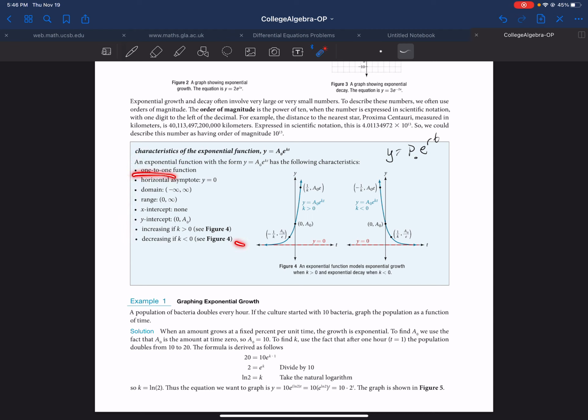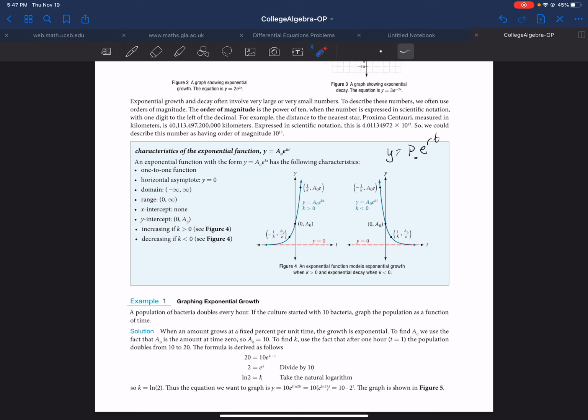It's one-to-one, meaning that there is only one value for every input. There is a horizontal asymptote at 0 because it never touches there. The domain's everything because it does go forever. There is no x-intercept because it never crosses. The y-intercept is whatever that a naught is out there.